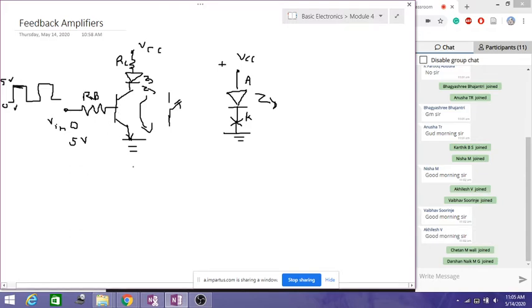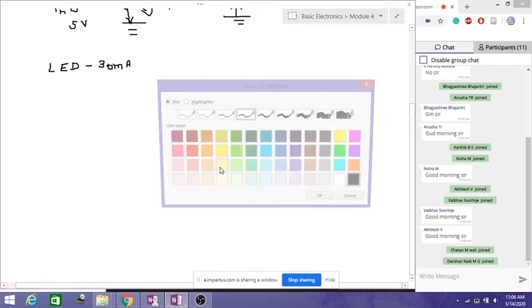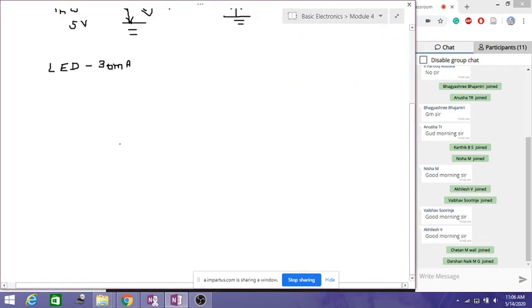Now let us solve one simple example related to this. The question is that an LED requires 30 milliamperes of current to emit sufficient light. So this is the requirement. Now let us rewrite the same circuit.